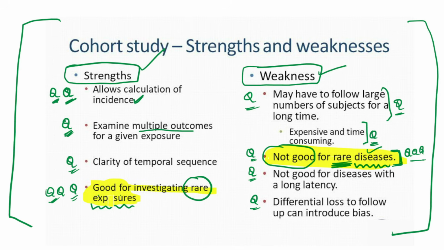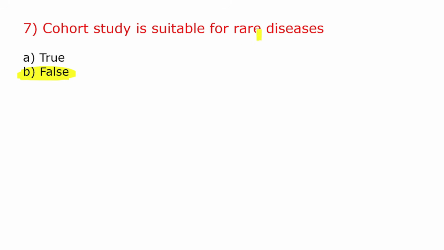Please remember these words. Cohort study is good for rare exposures, but not good for rare diseases. Once again, cohort study is good for rare exposures and not good for rare diseases. You have to be very sure of these two differences, because you can see this question that cohort study is suitable for rare diseases. It is a false statement.